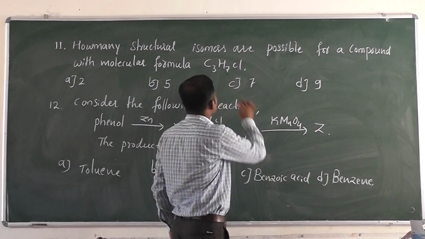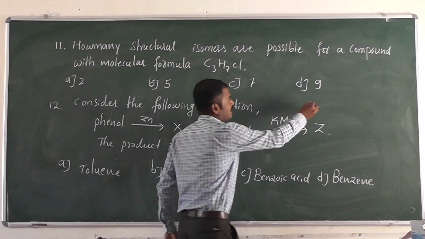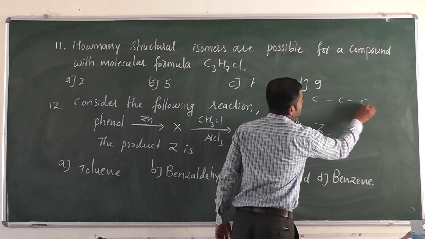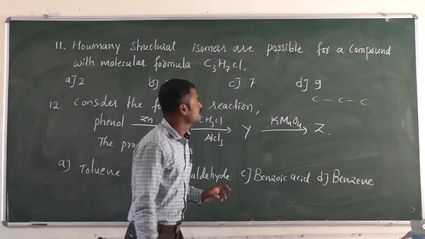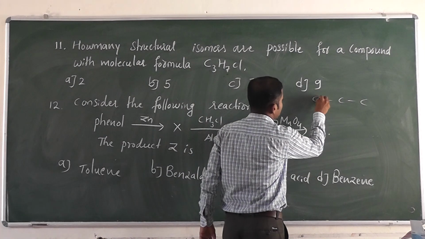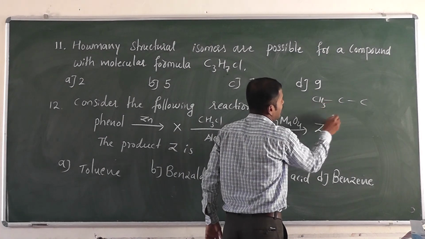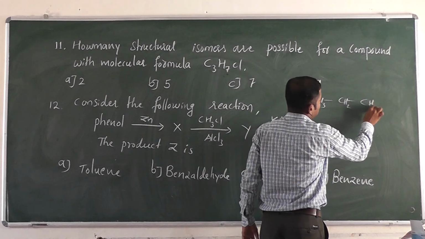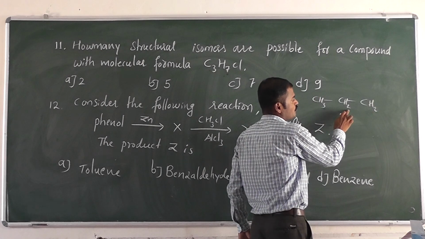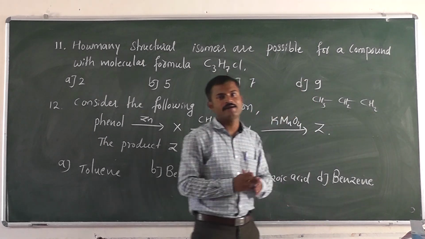See, how many carbon atoms are there? 3 carbon atoms. I am writing 3 carbon atoms. How many hydrogen atoms are there? There are 7 hydrogen atoms. Here 3 hydrogens are required, here 2, and here 2. So 3 plus 2 is 5, 5 plus 2 is 7 hydrogens.